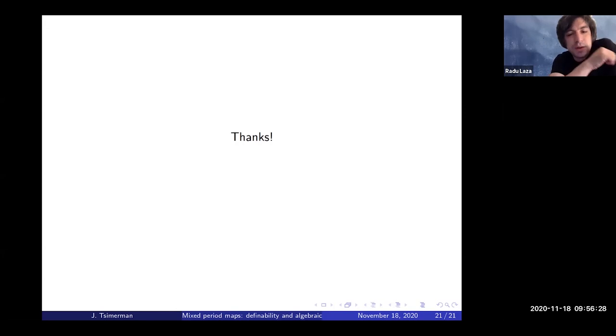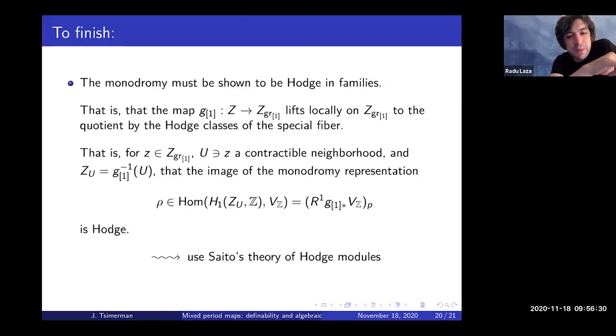Was your example about K3s and elliptic curves written anywhere? Yeah, it's in the paper. It's in the algebraicity paper. Okay, thanks. No problem.